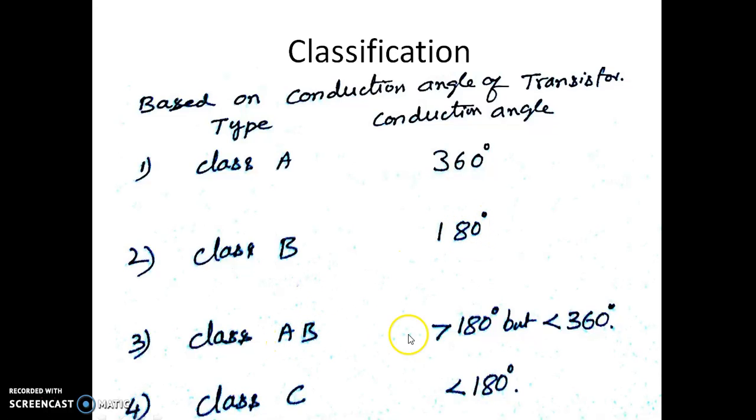In class AB, it will be conducting slightly more than half a cycle, but far less than the complete cycle. Whereas class C amplifiers will conduct for a very small duration, which is less than 180 degrees. And this is based on the conduction angle. It will be either full cycle, half cycle, between half and full, or less than half. So this is class A, class B, class AB and class C amplifiers.